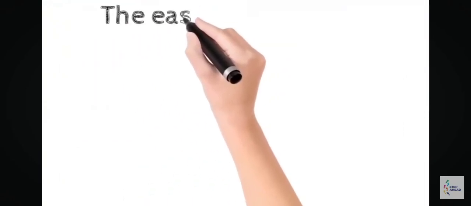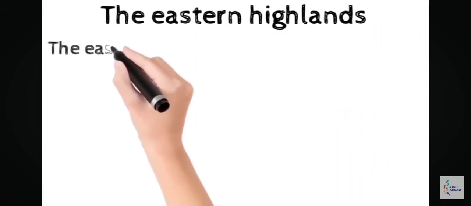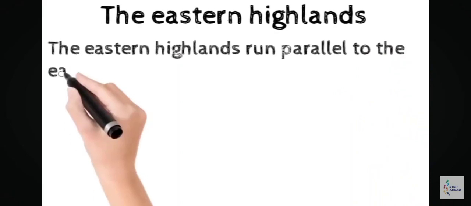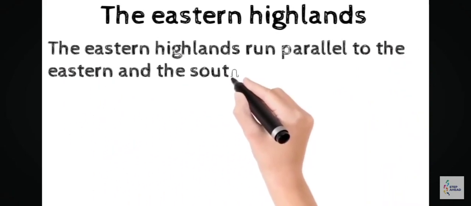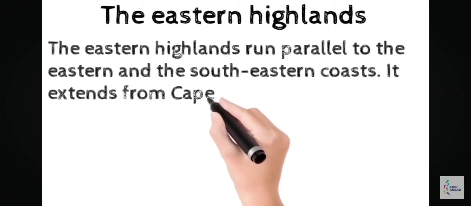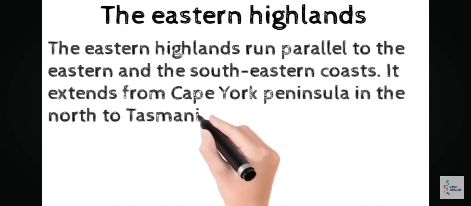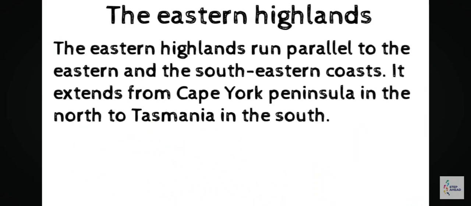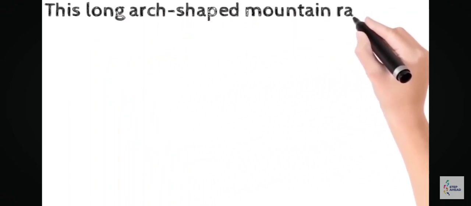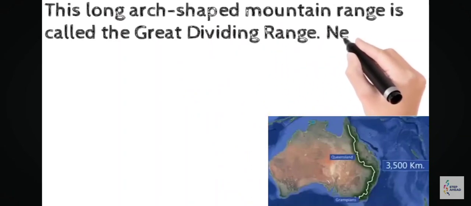The Eastern Highlands. The Eastern Highlands run parallel to the eastern and the southeastern coasts. It extends from Cape York Peninsula in the north to Tasmania in the south. This long arc-shaped mountain range is called the Great Dividing Range.